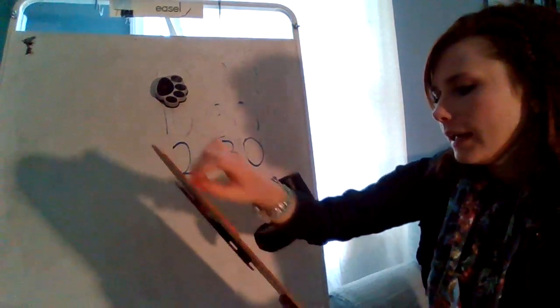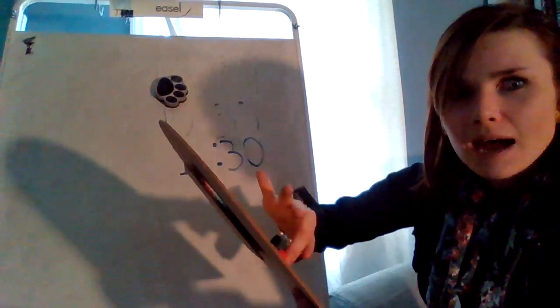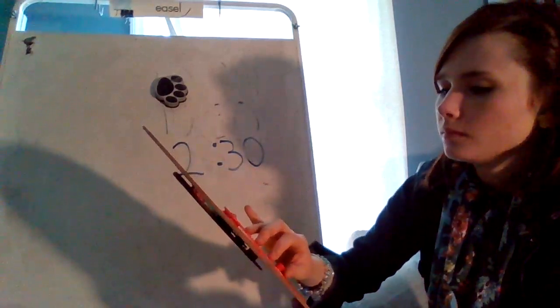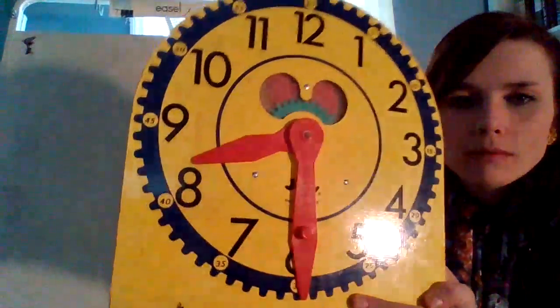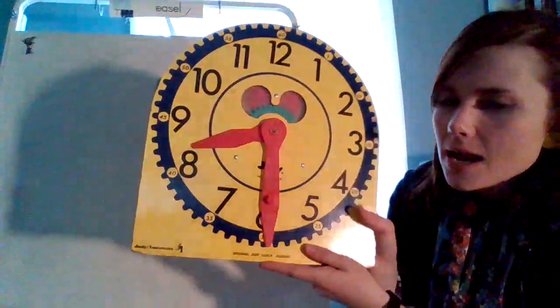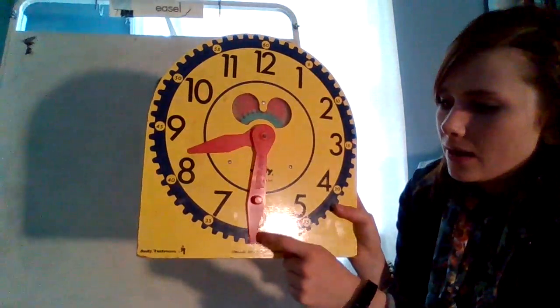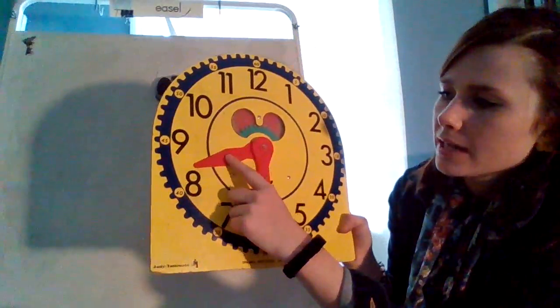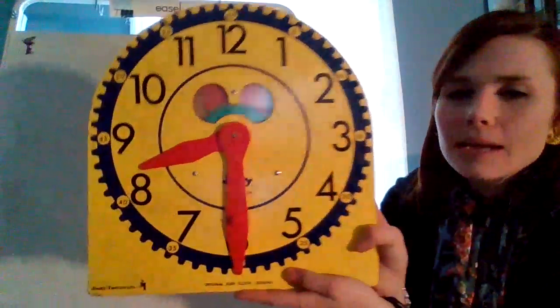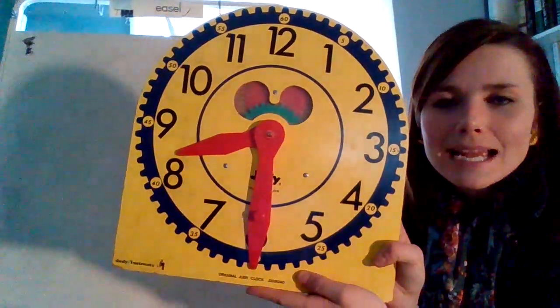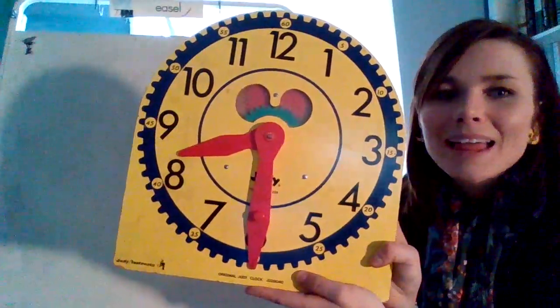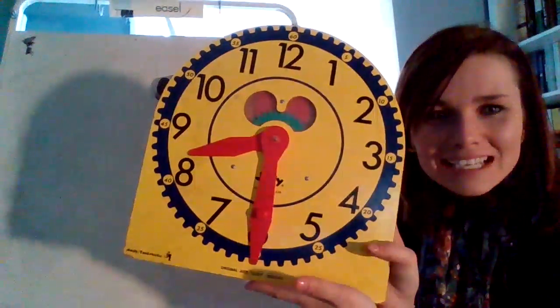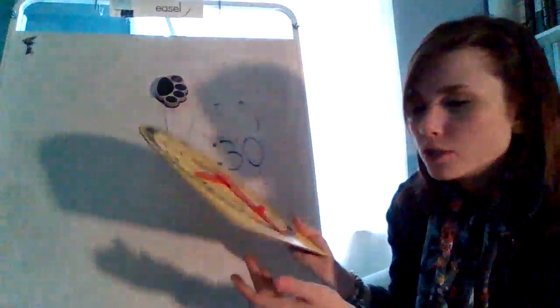All right, I'm going to pick a new time for you. Check it out. Minute hand is down on the 6, so we know it's going to be 30. Our hour hand is in between the 8 and the 9. And what time is it, boys and girls? It is 8:30. Nice job.